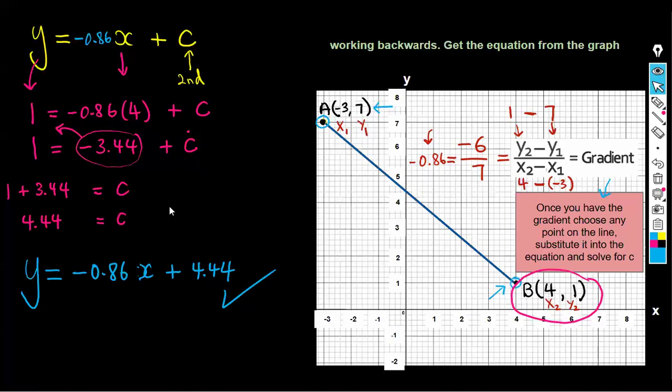Now, a few things to note. If you use point A, because we rounded off, remember we rounded off this 0.86, you'll get a really small, slightly different answer for c. You might get 4.42 or something like that. Don't let it bug you. Also, if you do not use m exactly as I have it, minus 0.86, if you decide to round it off to 0.9 or 0.85, you have to expect that your answer will look slightly different to mine. Okay? But look for your mistakes.